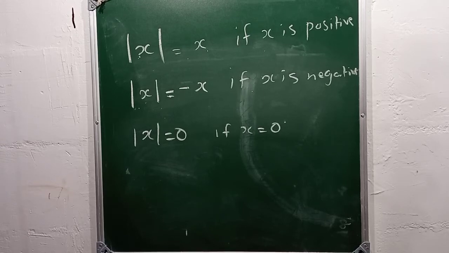Okay, so on the number line, the distance between the point denoted by 0 and the point denoted by another number is the absolute value of that number. Distance between 0 and any point is the absolute value of that number.